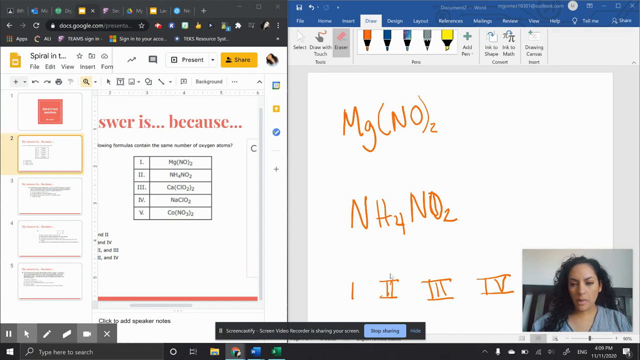All right, so the Bellringer for today is the following. Which of the following formulas contain the same number of oxygen atoms? So here we see that in Roman numerals, it's telling us that there's 5 formulas that we're going to work with. 1, 2, 3, 4, 5.